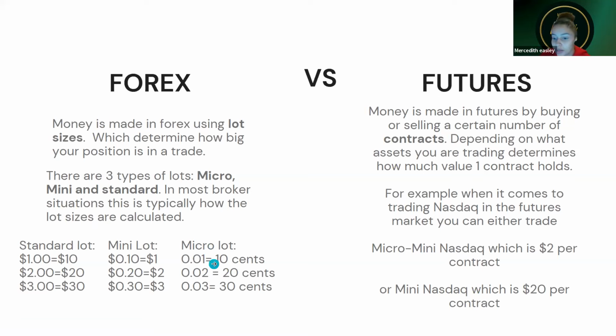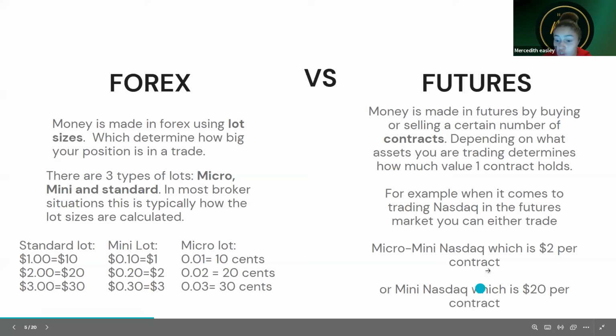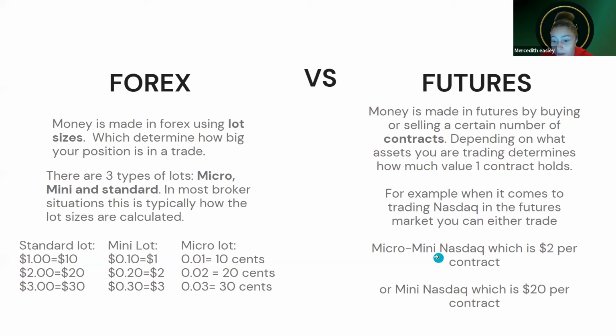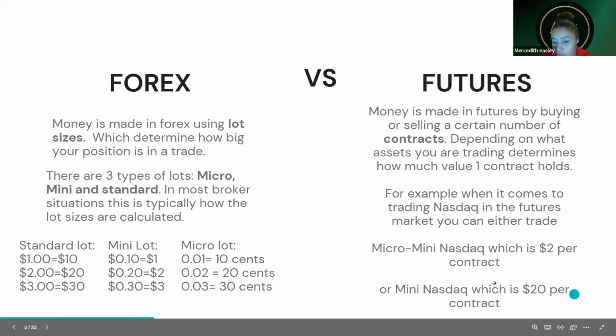Okay, so Forex, obviously, gives you a little bit more room to be a little bit more lenient, and grow smaller accounts. With futures, you only have 2 options. You have the $2 per contract with the micro mini or the $20 per contract with the mini. Okay, so that is the difference, right?